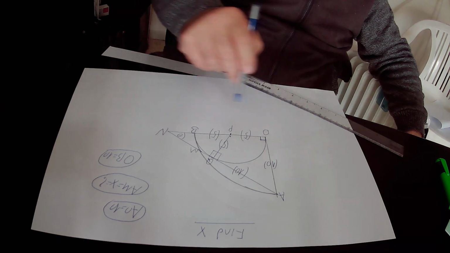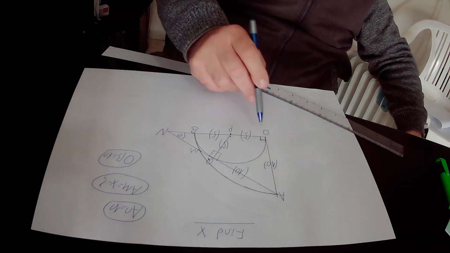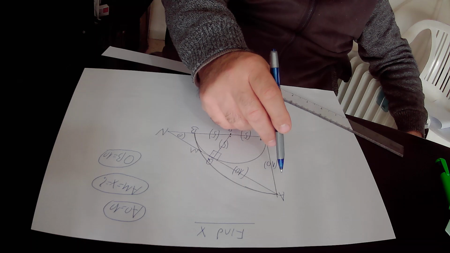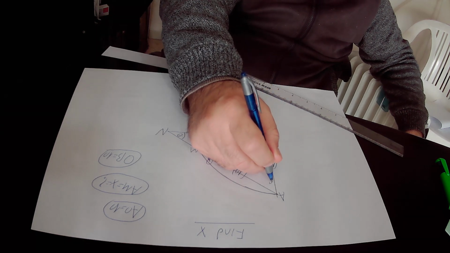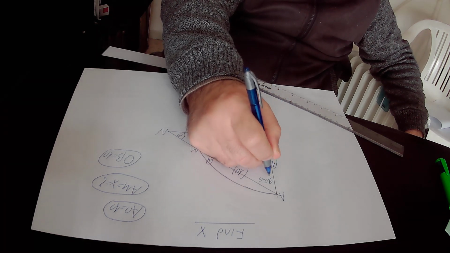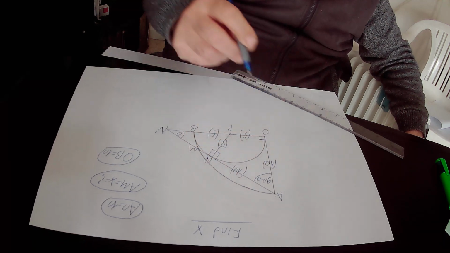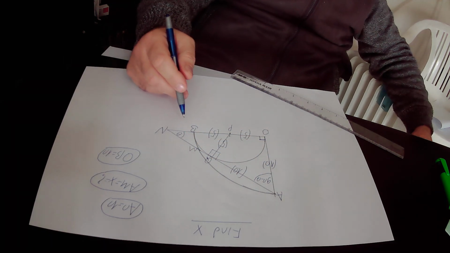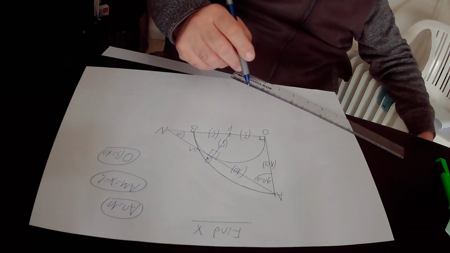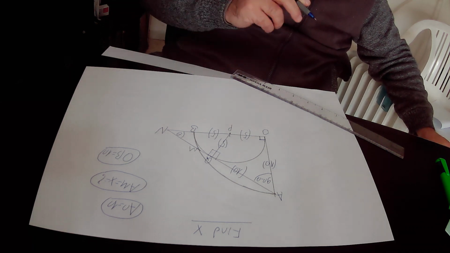In the right triangle AON, this angle equals theta, this angle equals 90 degrees, therefore the missing angle here must be equal to 90 degrees minus theta. Why? Because 90 degrees minus theta plus theta is 90 degrees, and 90 degrees plus 90 degrees is equal to 180 degrees, that is the sum of the angles in any triangle.